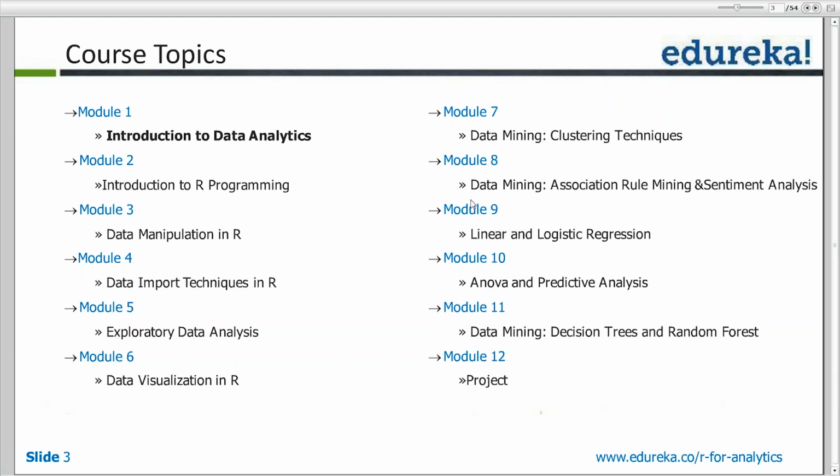The second half of the program would be centered around data mining and machine learning techniques. We will discuss some of the very popular and widely prevalent techniques like clustering or association rule mining. From a machine learning standpoint, we will discuss linear and logistic regression in some detail. We will also have discussions around analysis of variance or ANOVA. And we would also understand decision trees and random forests in fair bit of detail. There would be a project that would be the focus in module 12.